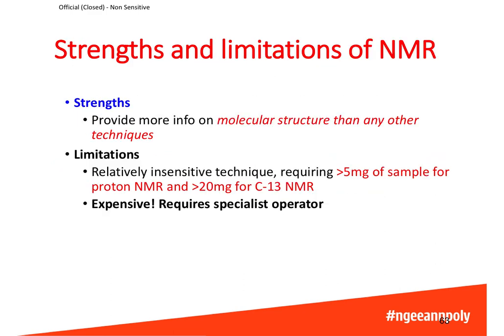Finally, let's take a look at the strengths and limitations of NMR. The strength for NMR is that it provides more info on molecular structure compared to any other analysis technique. However, the limitations are that firstly, it is relatively insensitive and requires quite a lot of sample. So for proton NMR, at least 5 milligrams of sample is required. For carbon-13 NMR, at least 20 milligrams of sample is required. NMR is also a very expensive instrument, and it requires its own special lab as well as a specialist operator and regular maintenance.